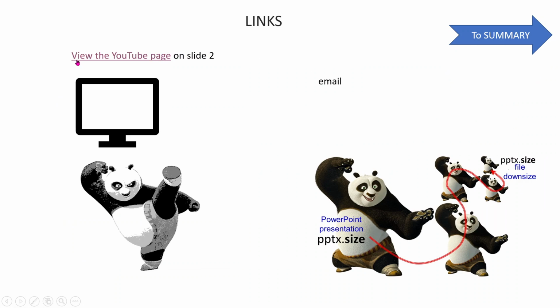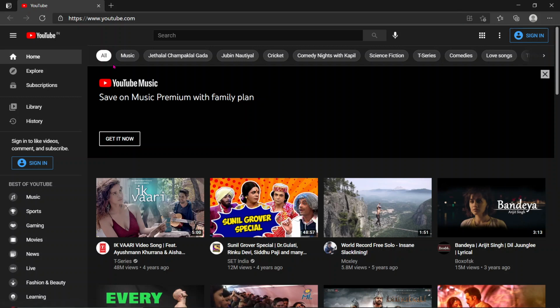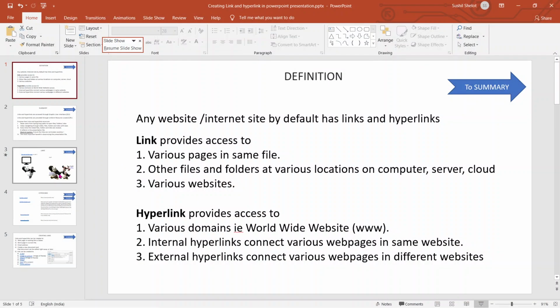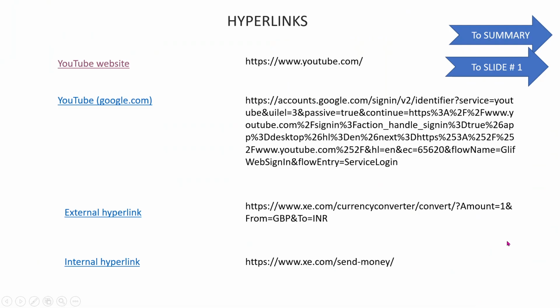So when someone reads here, view the YouTube page on slide 2, that person can click it, go to slide number 2, and with the internet on, one can click onto the hyperlink and go directly to the youtube.com page on the internet. Here it is. So as I explained to you, one can go into presentation mode and start clicking onto the hyperlinks to reach various locations. Now, as I said, what was the URL?